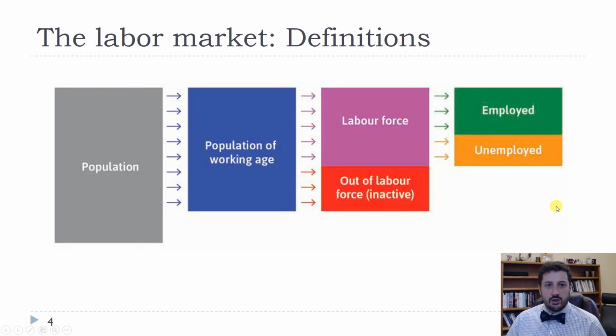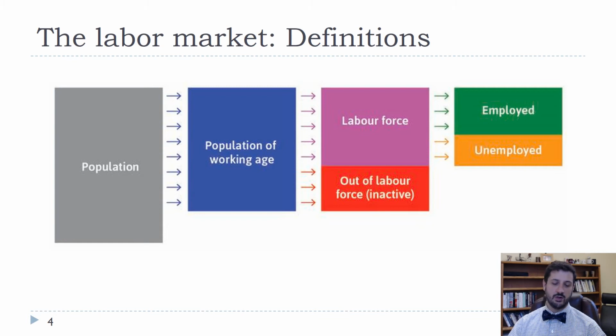So if we think about the entire population, we can sort of divide it up into a bunch of different groups. So if we start on the left here, our gray box is everybody. The blue box is everybody who is available for work, so the population of working age. So mostly we take out children. Some countries might also take out people of retirement age, although more and more people over 65 in the United States are working.